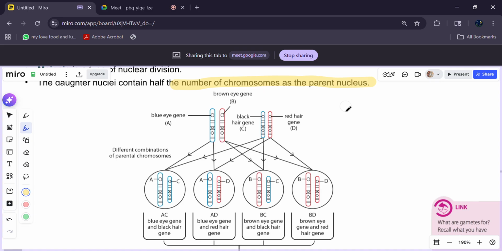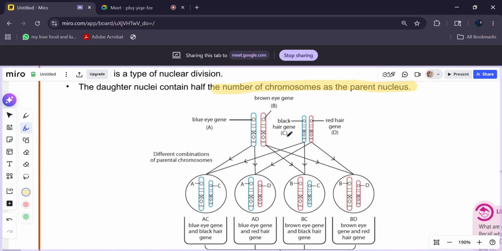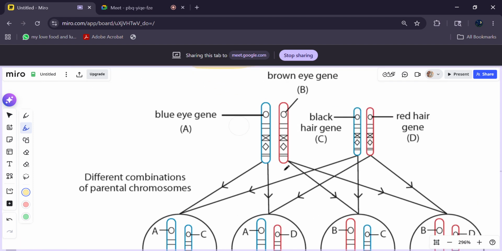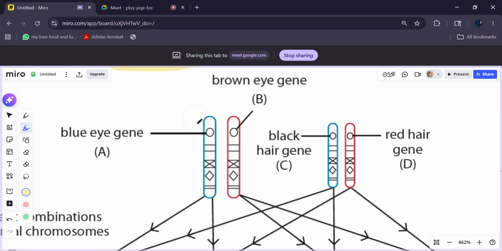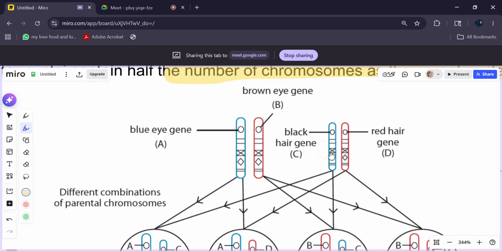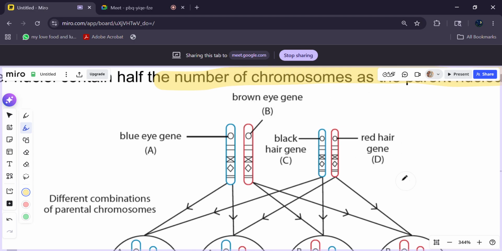Consider an animal cell containing two pairs of chromosomes, as shown in the diagram. The chromosomes shown in blue are inherited from its father, while the chromosomes shown in red are inherited from its mother. As you can see, there are two chromosomes. Here it says the blue eye gene and the black hair gene, and the brown eye gene and the red hair gene. Now the blue chromosomes shown are inherited from the father, and the red chromosomes are inherited from the mother.